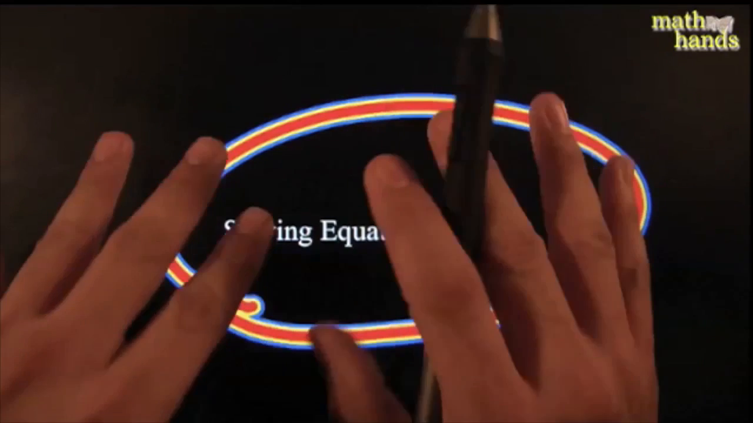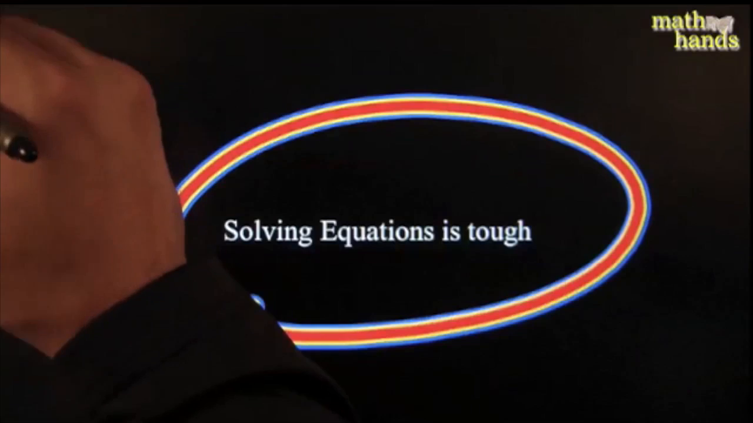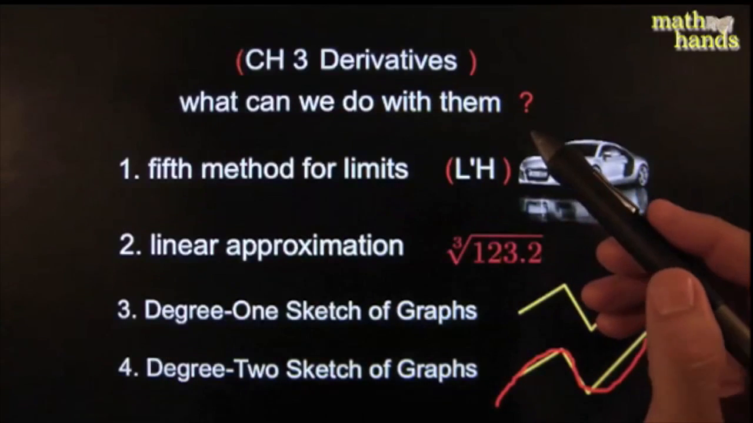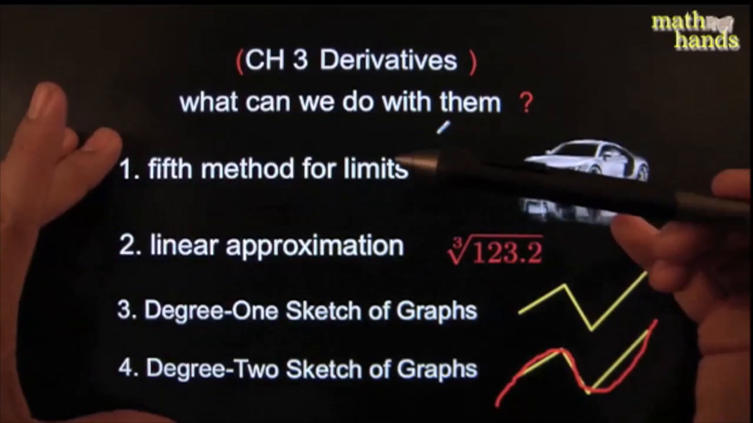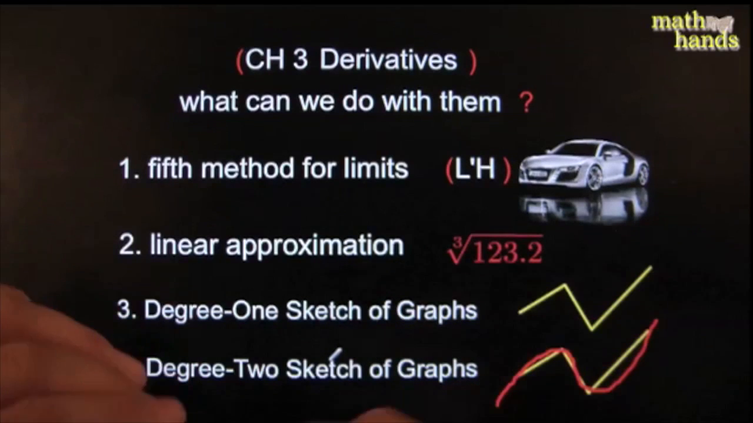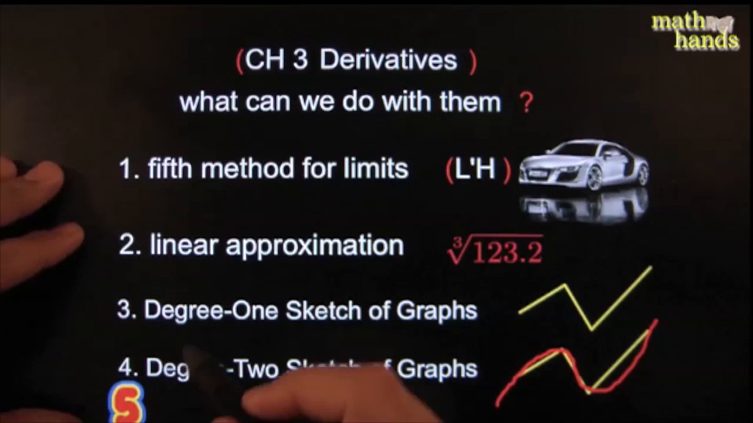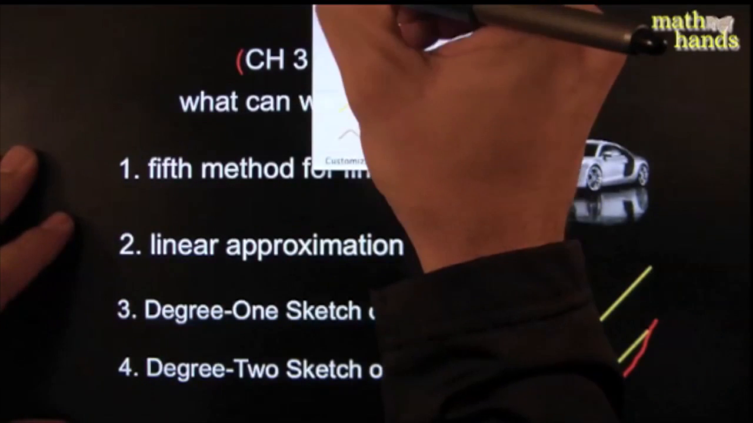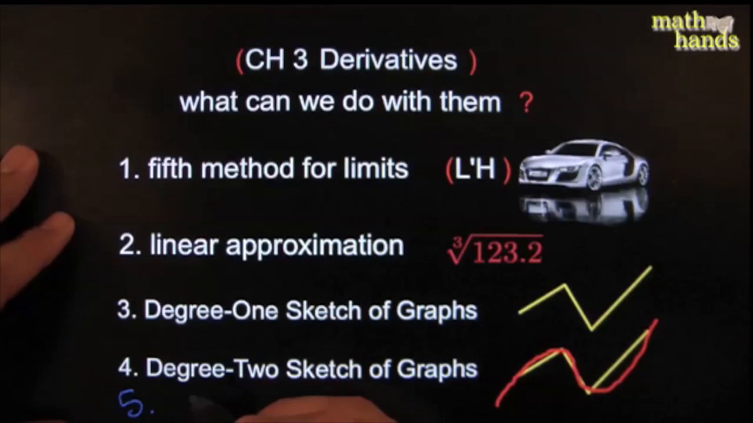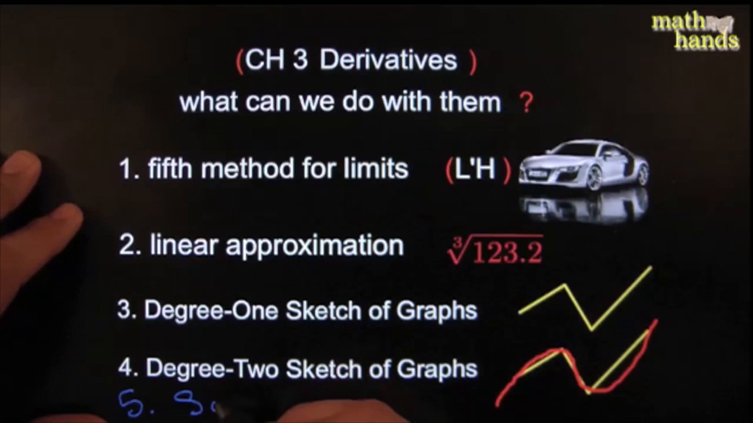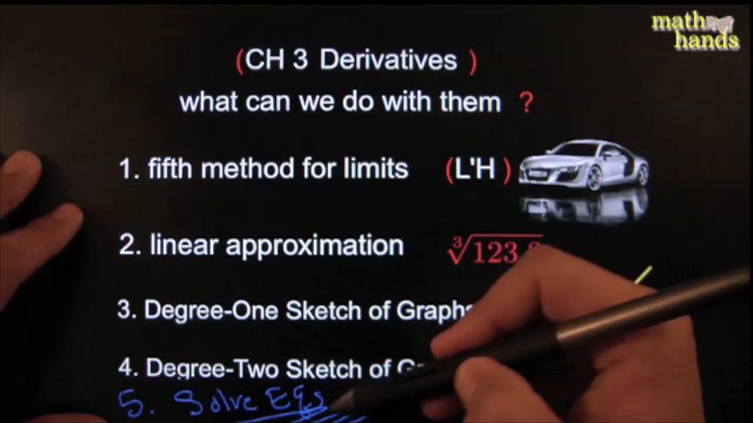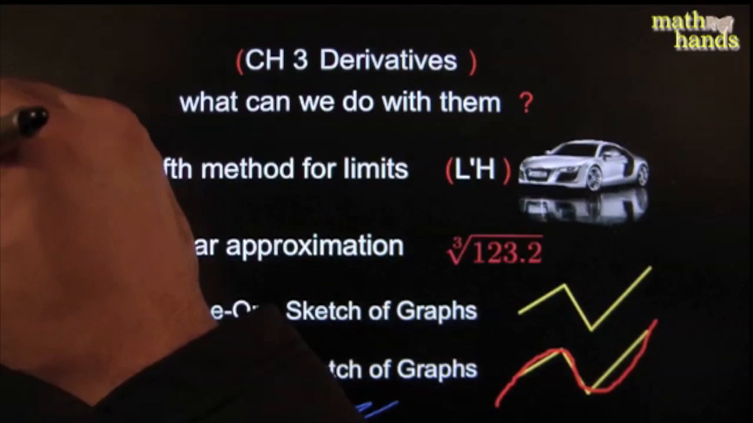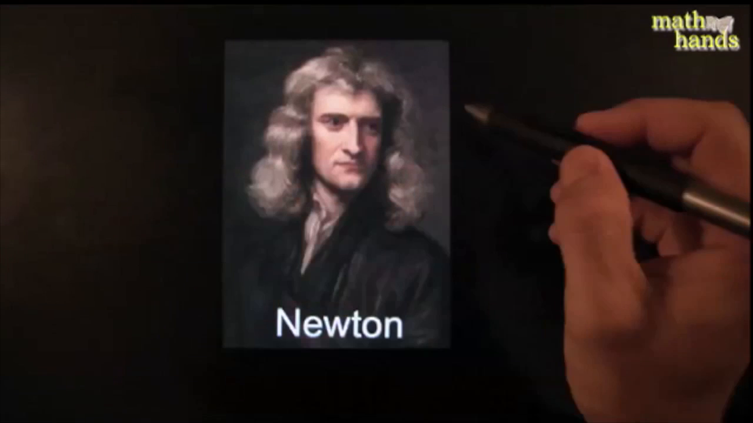So anyways, the story continues here. Let me get back to the story here. Story is about what can we do with derivatives. Well, we did all this stuff. What we got to do today, this is item number 5, item number 5 in blue. Item number 5, we got to solve equations. We're taking on the tough business of solving equations, and of course, we're not doing it alone.